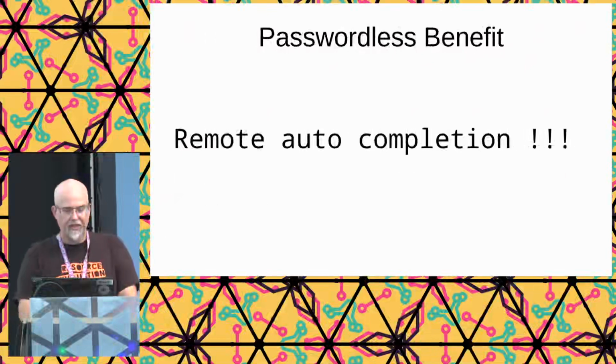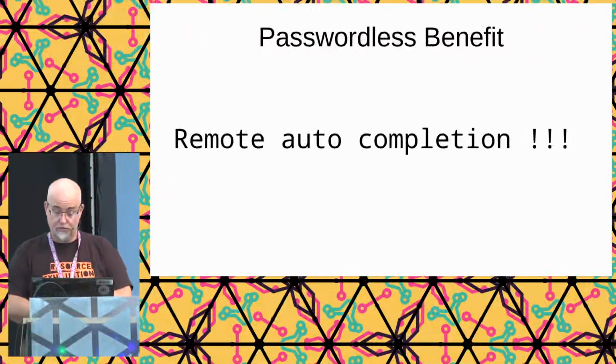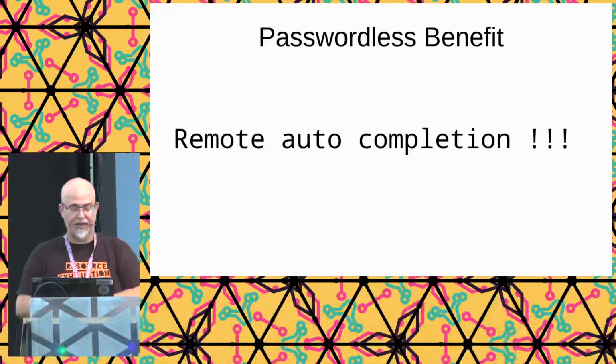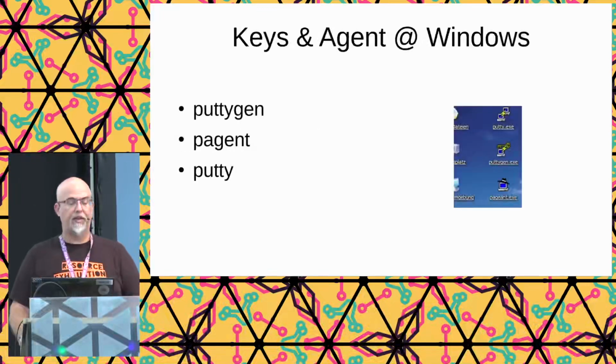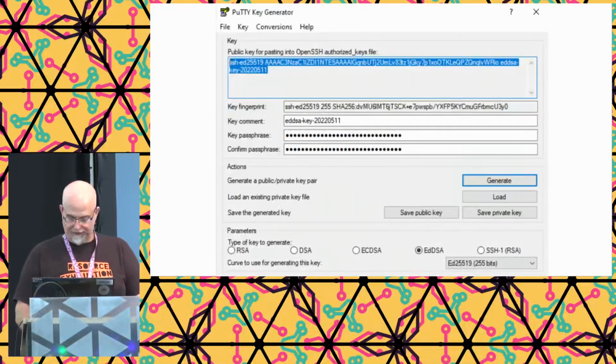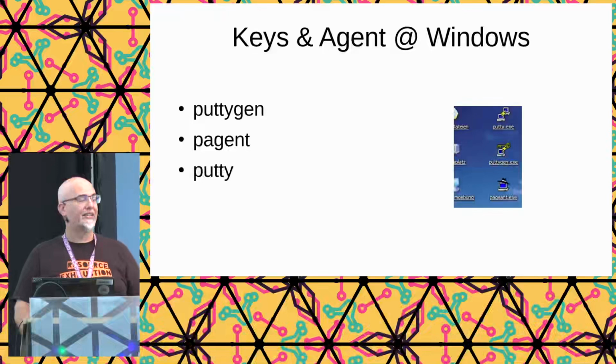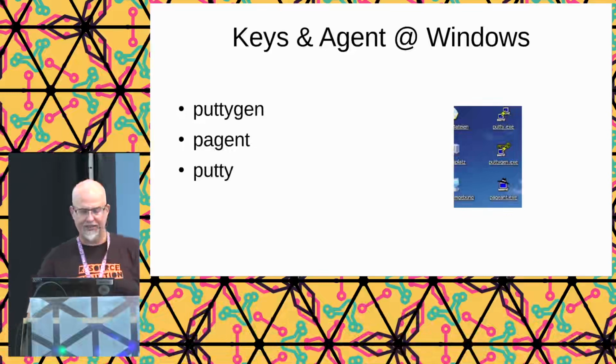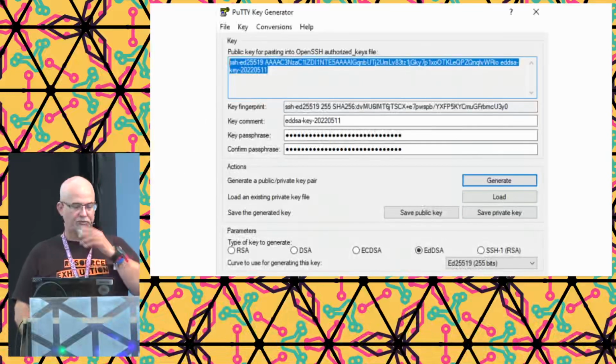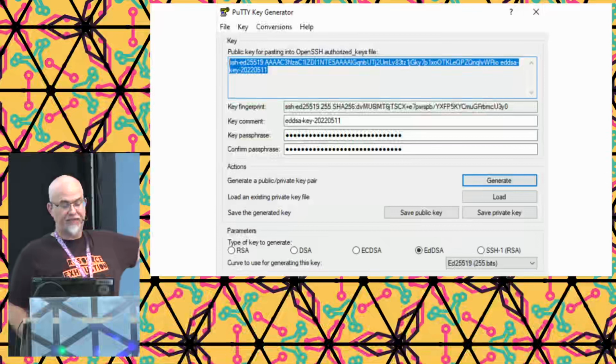Yeah, I skipped that. One thing I wanted to mention, need to speed up a little bit. One thing I wanted to mention is this is also available on Windows. So if you're using PuTTY, you have basically 3 commands. You have PuTTY-gen, which is your keygen for Windows. You have your PuTTY agent, which is your SSH agent, and you have PuTTY, which is your SSH client.